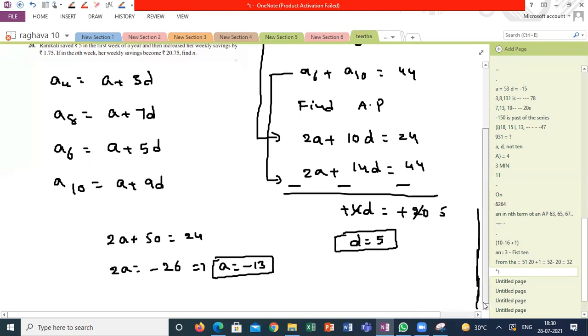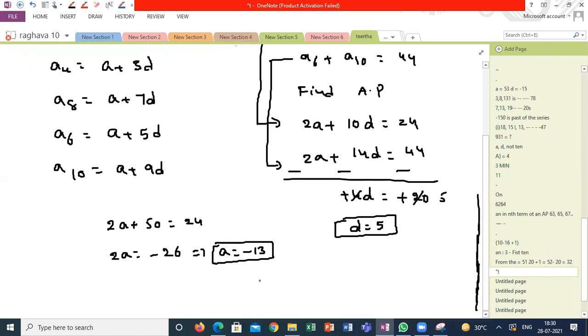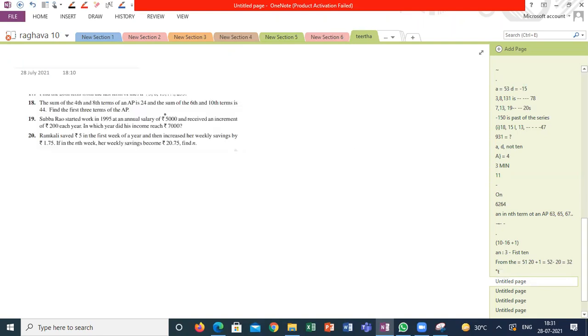So now he is asking us to write the series. A is equal to minus 13. Next one is minus 13 plus 5, how much? Minus 8, guys. Minus 3, 2, 7, 12, and so on. Is it the right series? Yes, sir. Minus 13 plus 5, minus 8. Minus 8 plus 5, minus 3. Minus 3 plus 5, plus 2. Plus 2 plus 5, 7. 7 plus 5 is 12, and so on. This is the required AP. Next one.